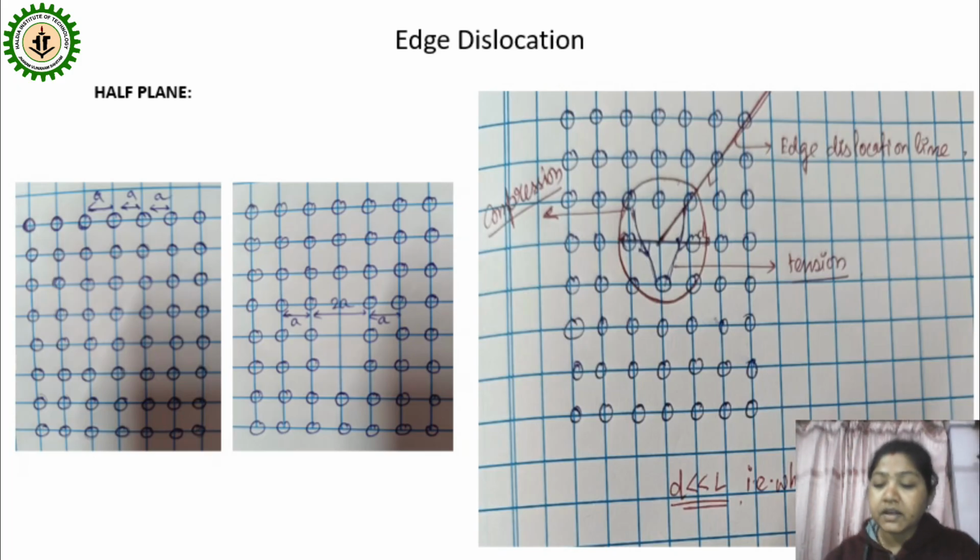The defect happens along the line. So that's why it is called a line defect. And as it happens at one half plane, it is called a half plane edge dislocation line. Here you can see that D is much less than L, so that's why it is called a 1D dislocation. Okay, edge dislocation is nothing but 1D. So this type of distortion is called half plane distortion.